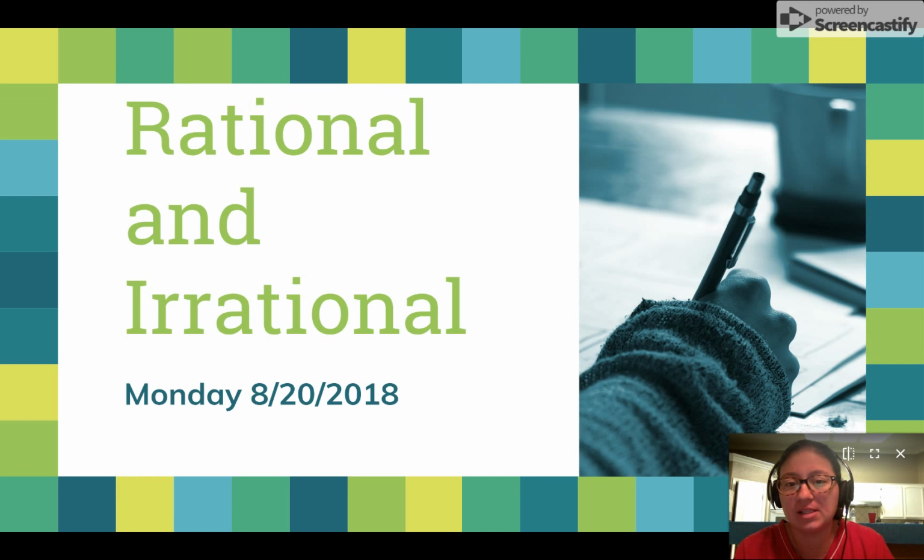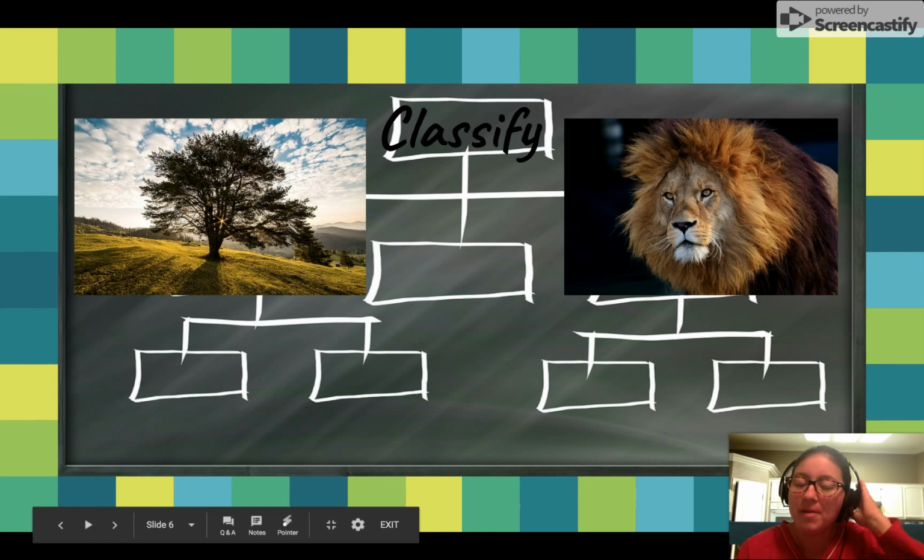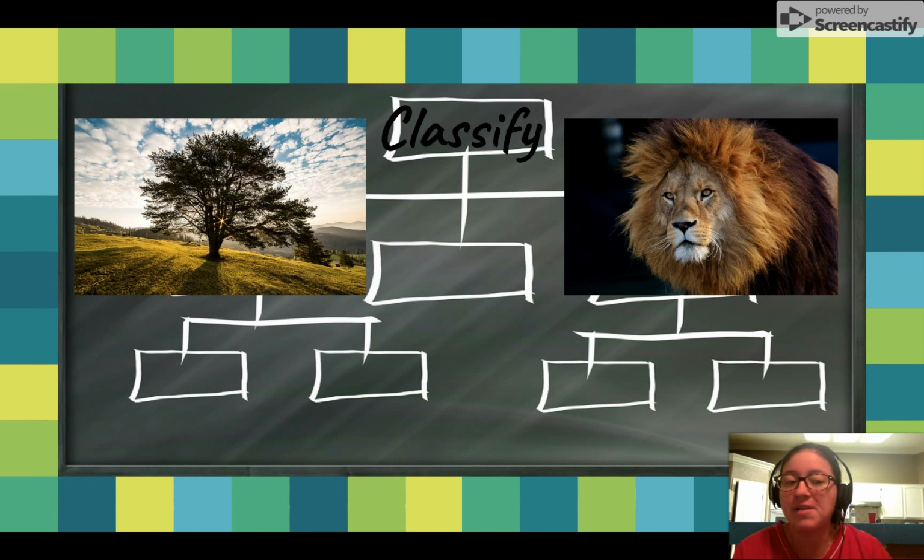Okay, so we classify numbers just like we classify plants and animals. There's a hierarchical system, which means that there's a bigger classification called the real numbers that all the numbers you're going to learn about this year fall into. And then it breaks down into rational and irrational, and then there's subcategories within those too.